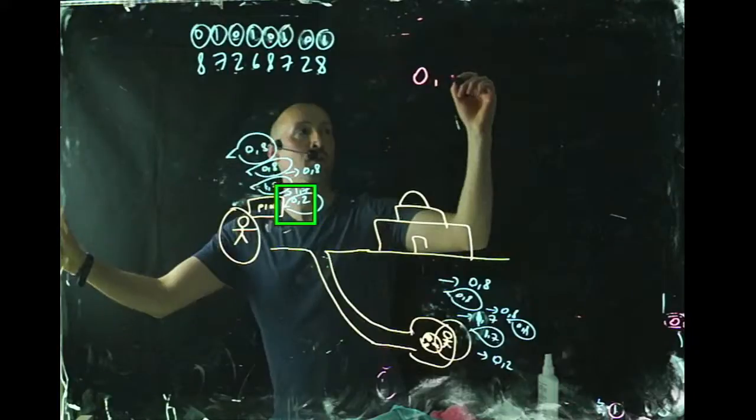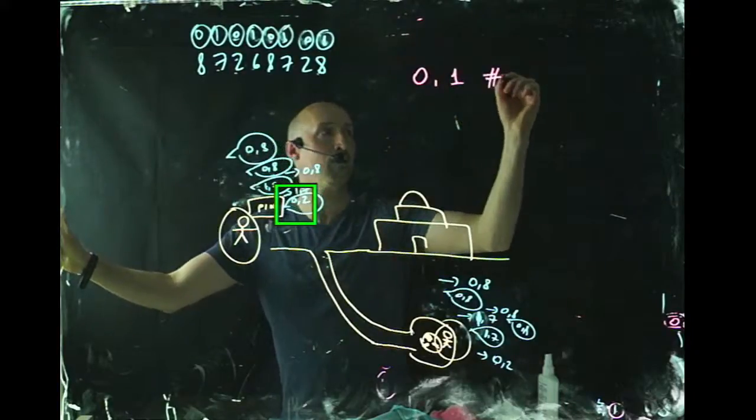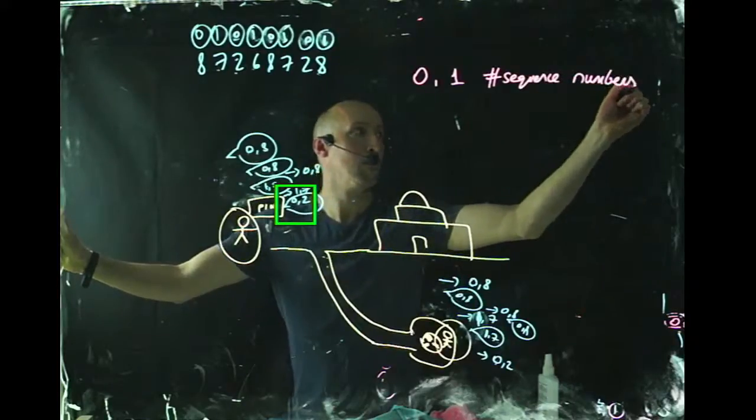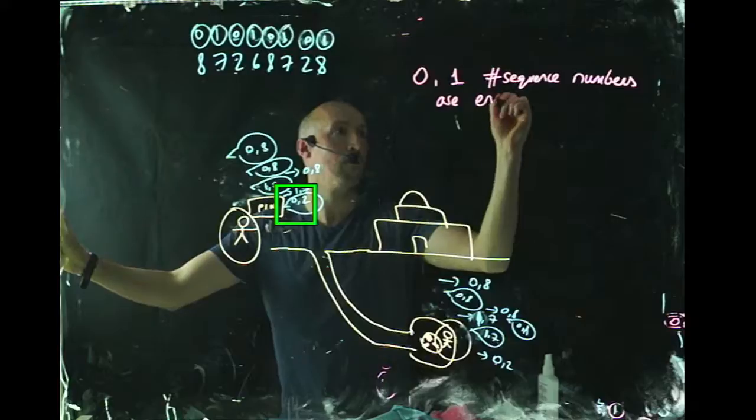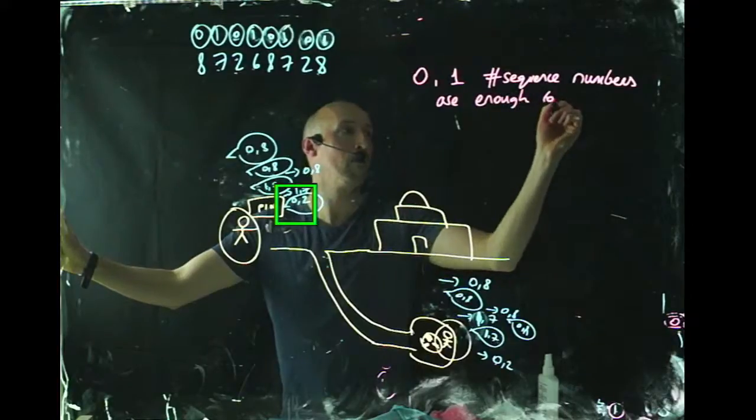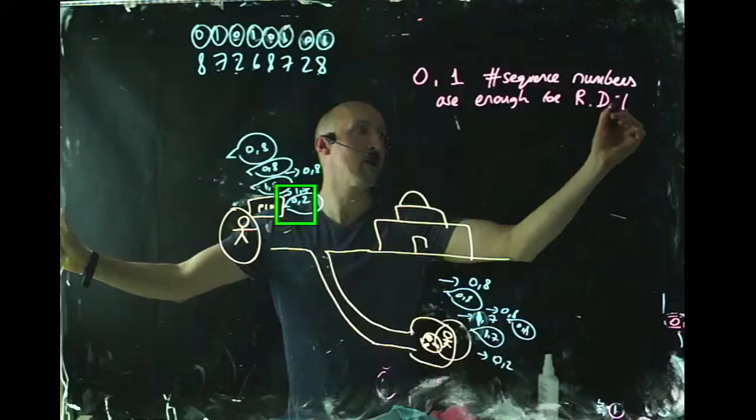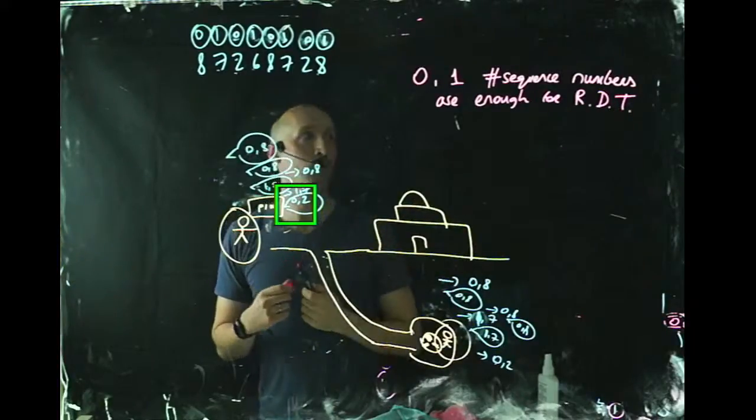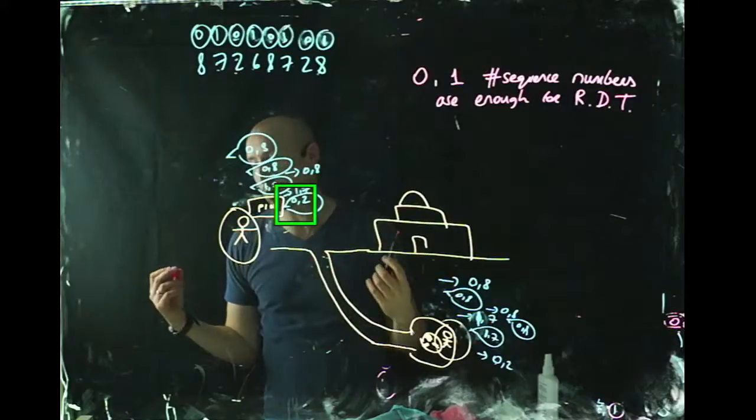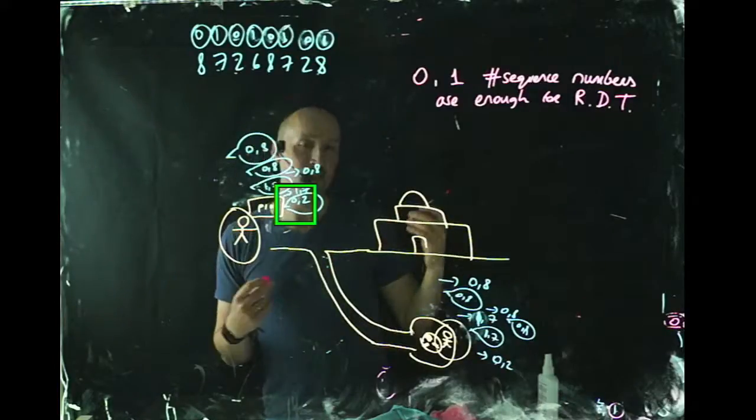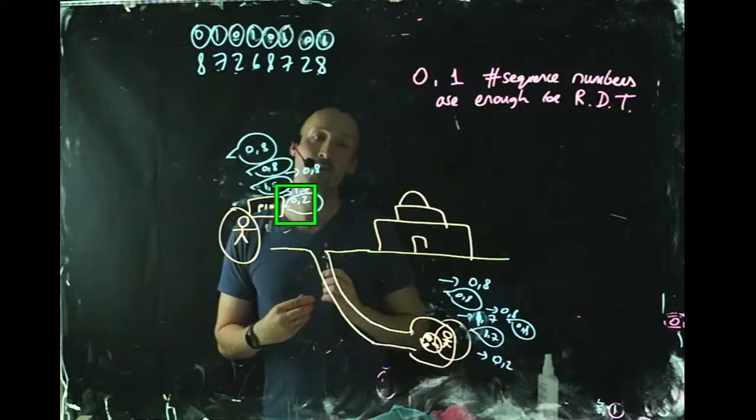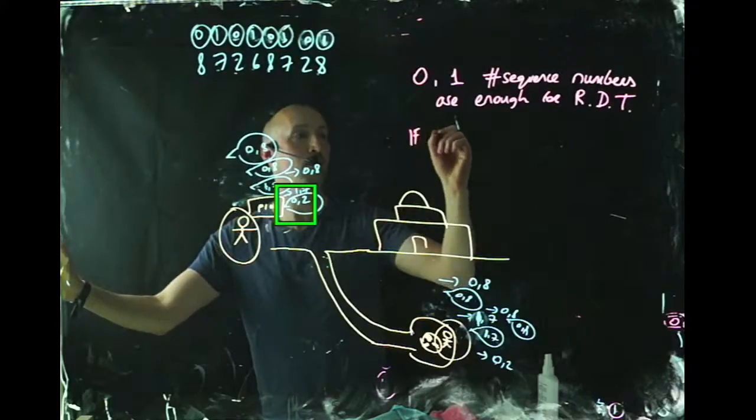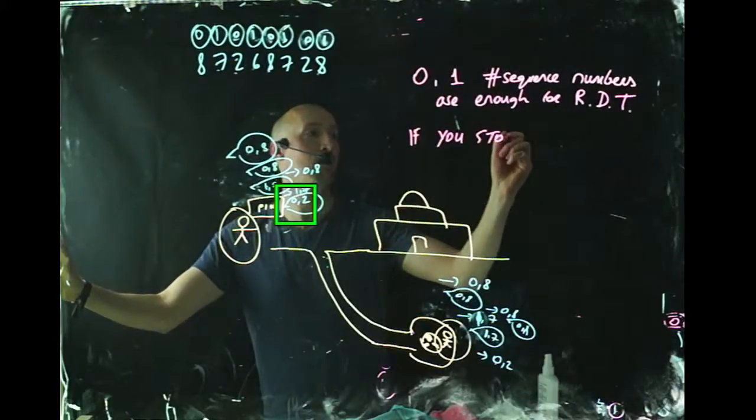0 and 1 sequence numbers are enough for reliable data transfer. That's what I mean by RDT. I use that abbreviation quite a lot in the notes. So 0 and 1 sequence numbers are enough. Of course you can use 0, 1, 2, 3, 4, 5, 6, 7, 8, 9, 10 as much as you want, but 0 and 1 are enough if you're willing to have stop and wait.